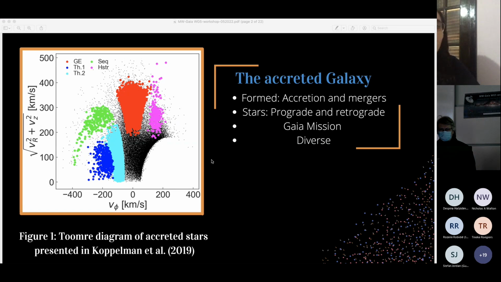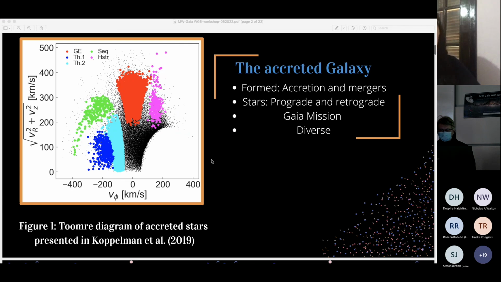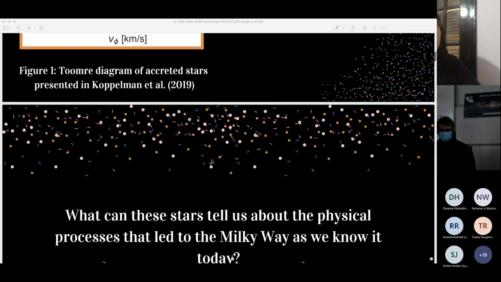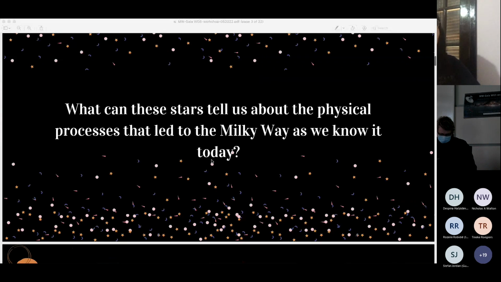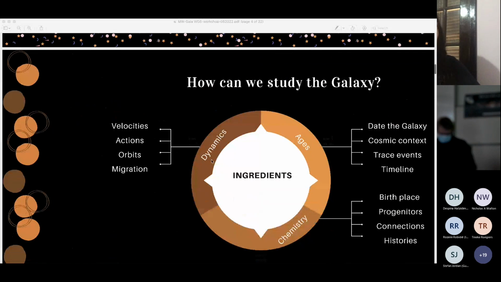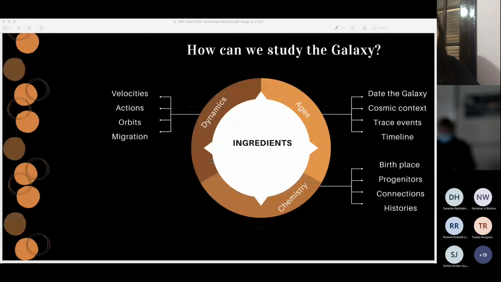The main question that we approach in this work that I'm showing today is: what can these accreted stars tell us about the physical processes that led to the Milky Way as we know it today? To approach this question, I would say that when we are studying the accreted past of the Milky Way through its stars, we have three main ingredients.